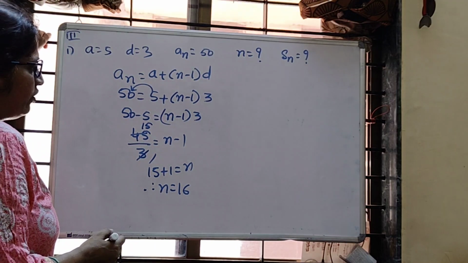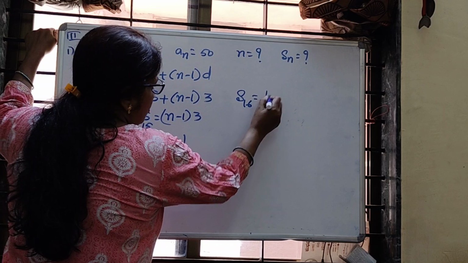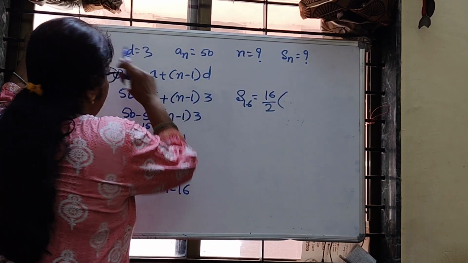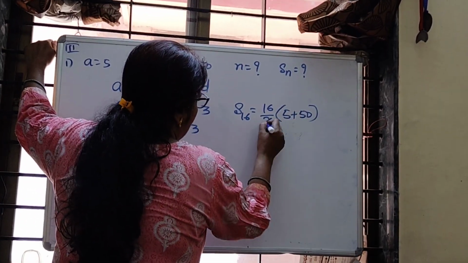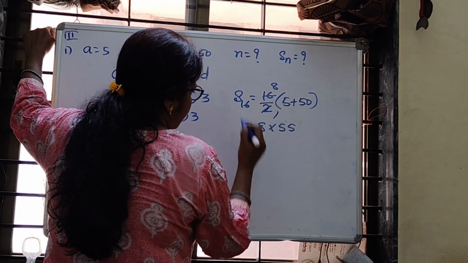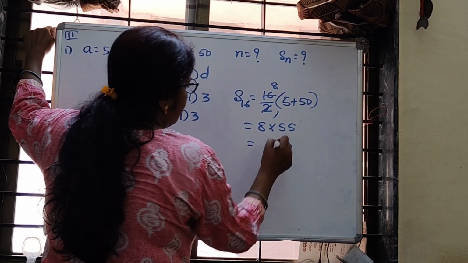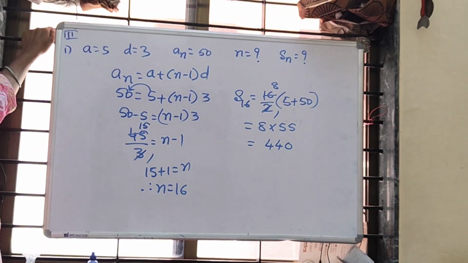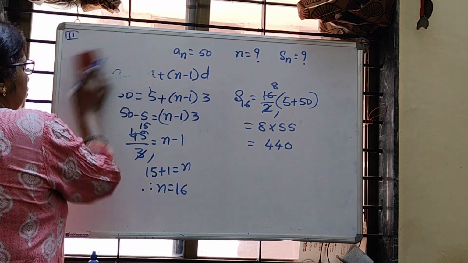After finding n, we need to find Sn, that is S16. So S16 is equal to 16 by 2, a plus l, that is a means 5, l or last term is 50. 2 ones are 2, 8s are 16. So 8 into 55. 50 plus 5 is 55. 8 5s are 40, 8 5s are 40 plus 4 is 44. So sum of 16 terms of the given AP is 440. That completes the first question of the third main, children.